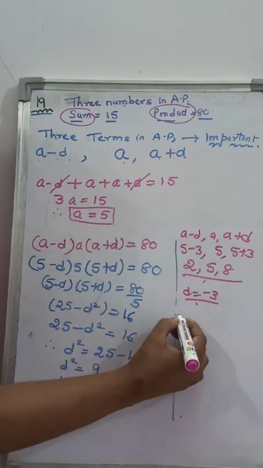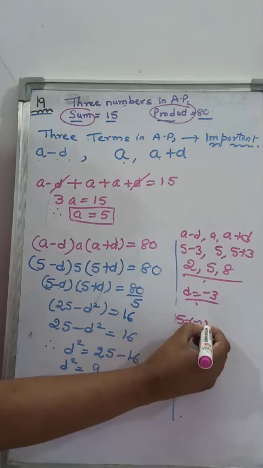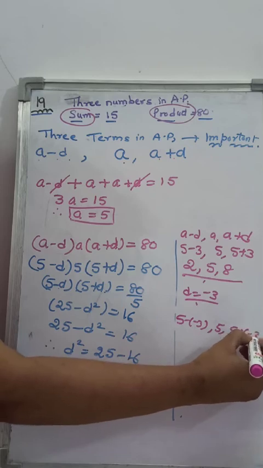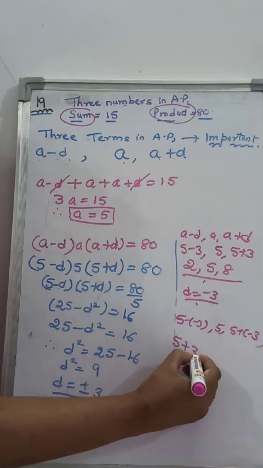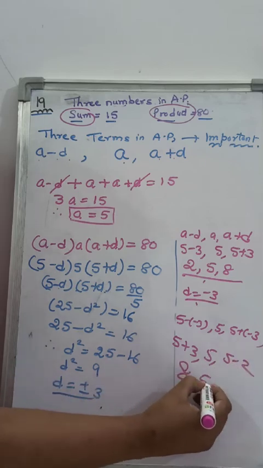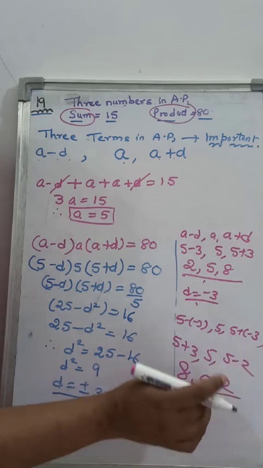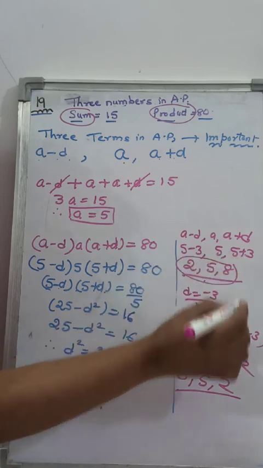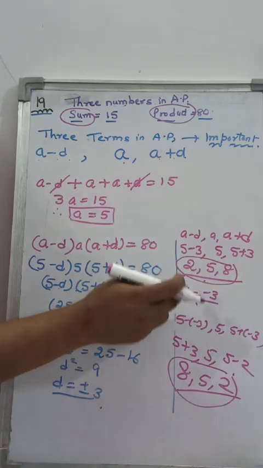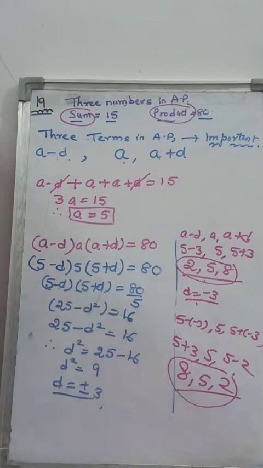Then the answer will be 5 minus 3, 5, 5 plus minus 3. So this will be 5 plus 3, 5, 5 minus 2: 8, 5, 2. So at the back only this answer is given. If you write this one also, you will get the number. So this is the answer of question number 19.